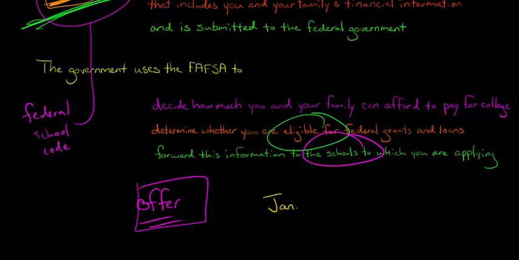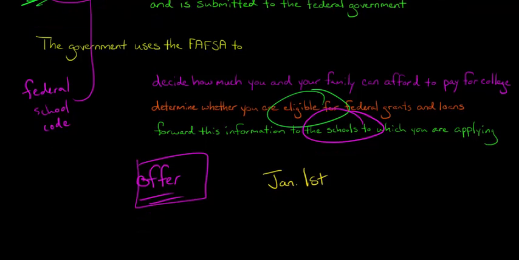Now, in terms of the timing of when you fill out the FAFSA, you want to fill it out on or after January 1st of the school year in which you plan to attend. So let's say, hypothetically, that you are applying for fall 2021, that's the year you're going to be attending, then you would want to apply on or after January 1st of 2021, right? And the sooner that you can apply, the better.